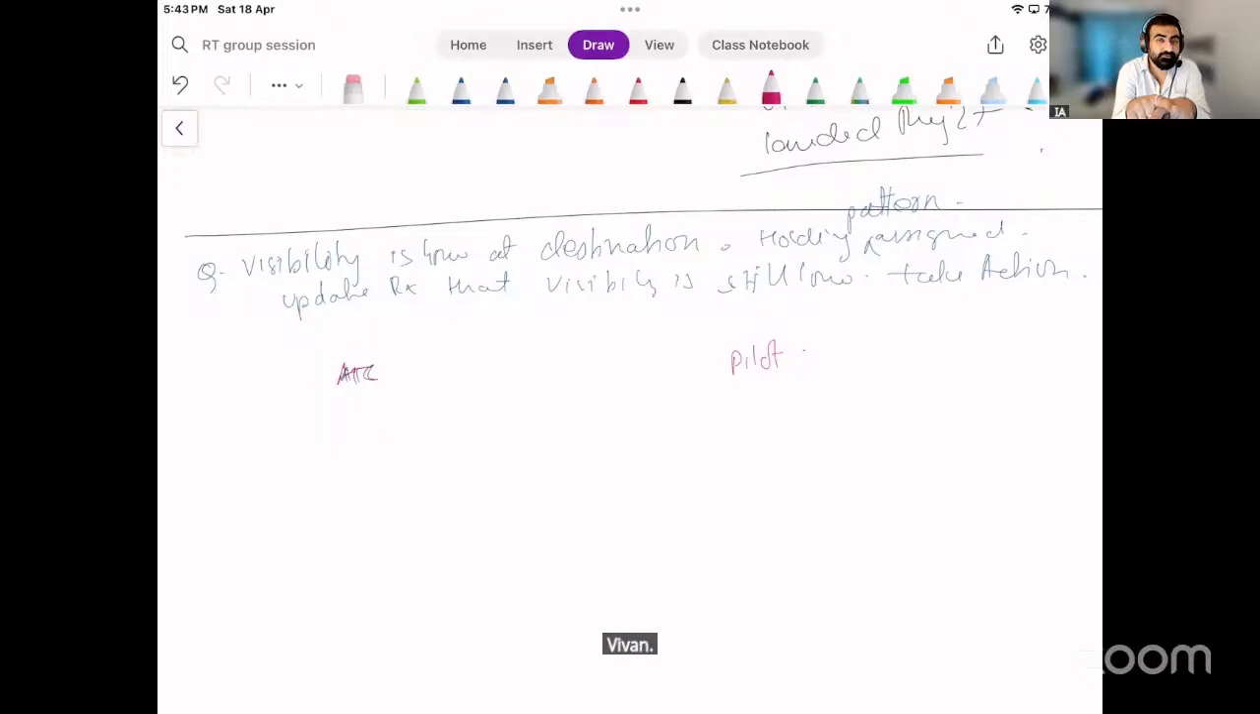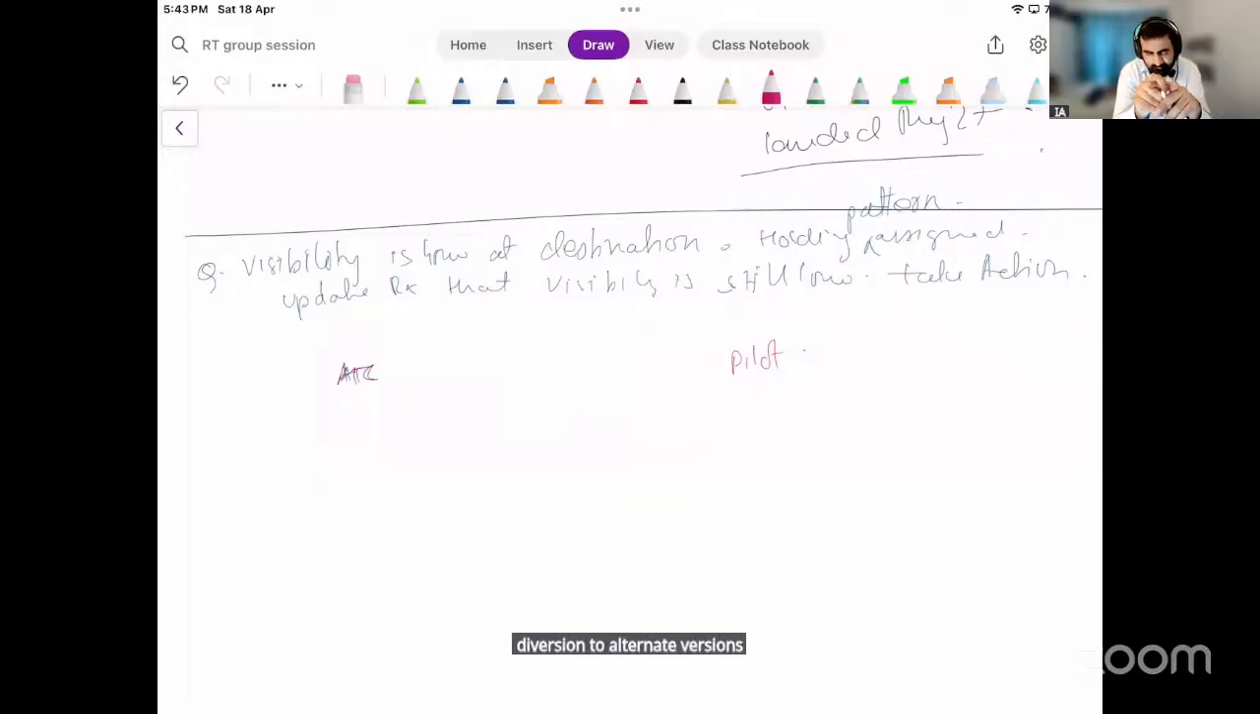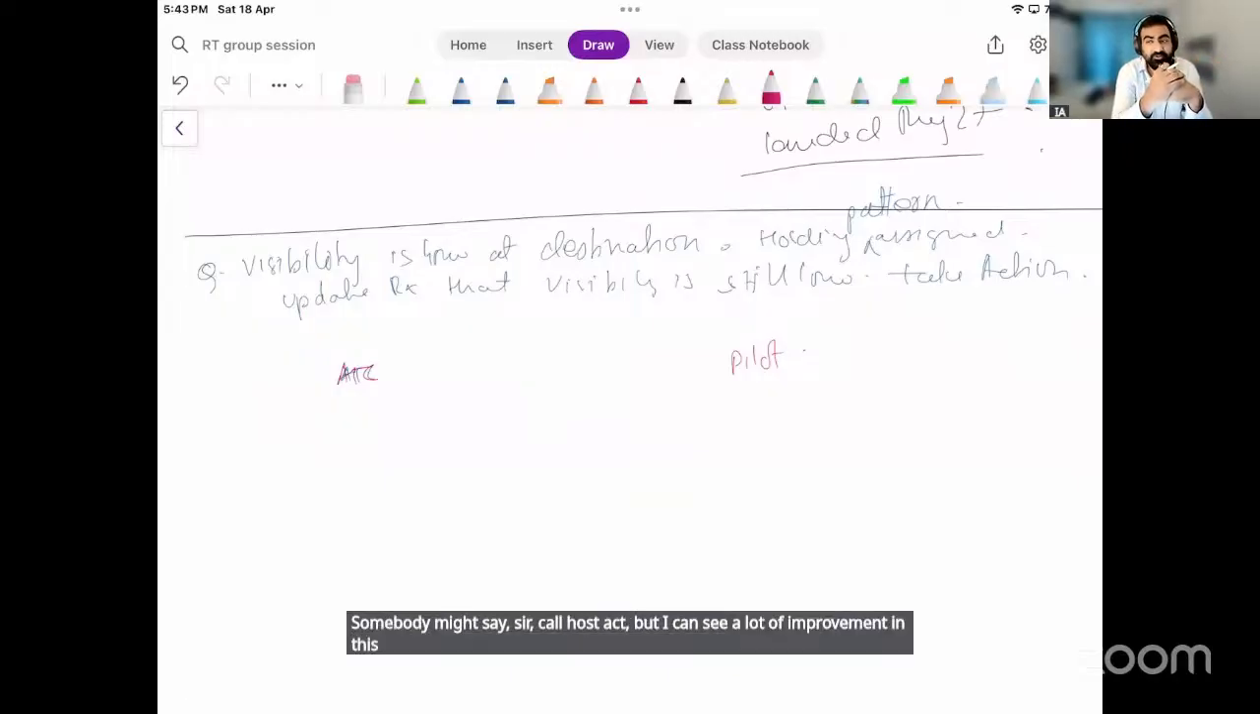Vivan, very good. Delhi control, Victor Tango, Victor Victor Romeo. Visibility still below minima at destination. Holding pattern at Ikawa. Request diversion to alternate destination. I can see a lot of improvement, although somebody might say a call could be like this, but I can see a lot of improvement in this. Very good. Keep it up. Who's trying next?